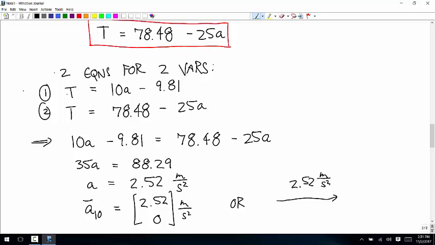Okay, so one last thing. So is this system speeding up or slowing down? Well, slowing down, because we said that the 10 kilogram box was moving, its velocity was to the left, and the acceleration is to the right, and so if the velocity and the acceleration are opposite, it's slowing down. Question? Okay.